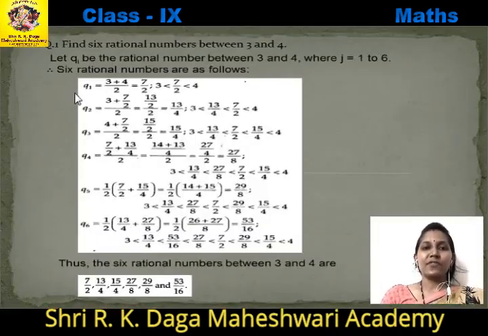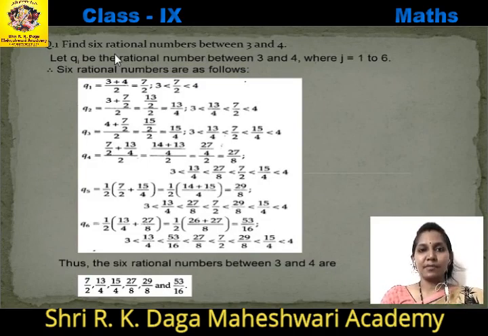Question number 1 is from exercise 1.1. Find 6 rational numbers between 3 and 4. Here 3 and 4 are two rational numbers and we have to find 6 rational numbers between 3 and 4. So let Qj be the rational numbers between 3 and 4, where j is equal to 1 to 6. Now the 6 rational numbers are as follows.